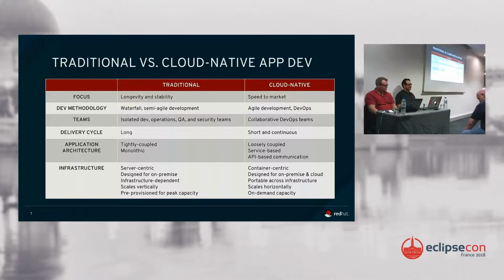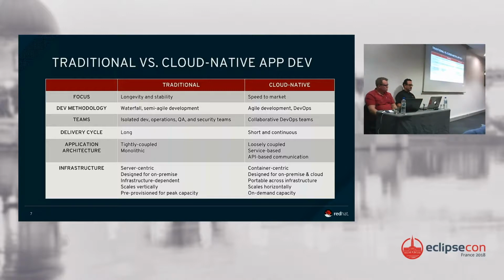Thank you. So when we compare traditional and cloud-native app dev, these are the differences. When it comes to focus, traditional focus is longevity and stability, whereas with cloud-native, it's speed to market. The development methodology is waterfall and semi-agile for traditional, whereas with cloud-native it is agile development and DevOps. Teams in traditional app dev are usually siloed, so you have your development team separated from your ops team, separated from QA and security. In cloud-native, it is a collaborative effort within DevOps teams.